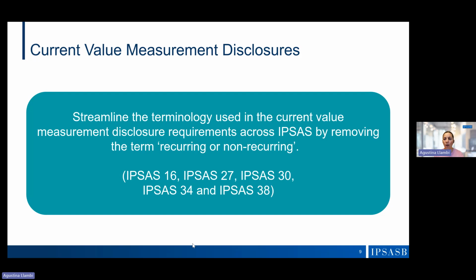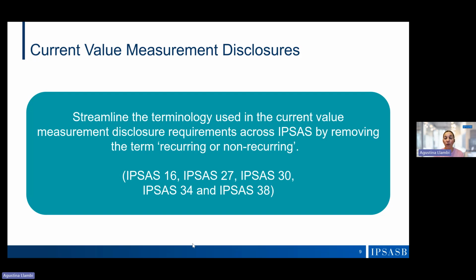In part 4, the IPSASB noticed that when IPSAS 46 was published, there was an addition of current value measurement disclosures across the IPSAS literature where a current value measurement disclosure was appropriate. But what the IPSASB realized was that there was a particular terminology that may create confusion, and to add clarity, the IPSASB is recommending to remove it.